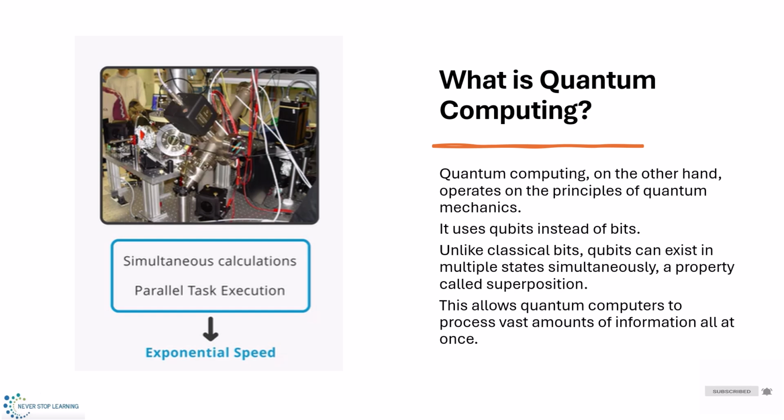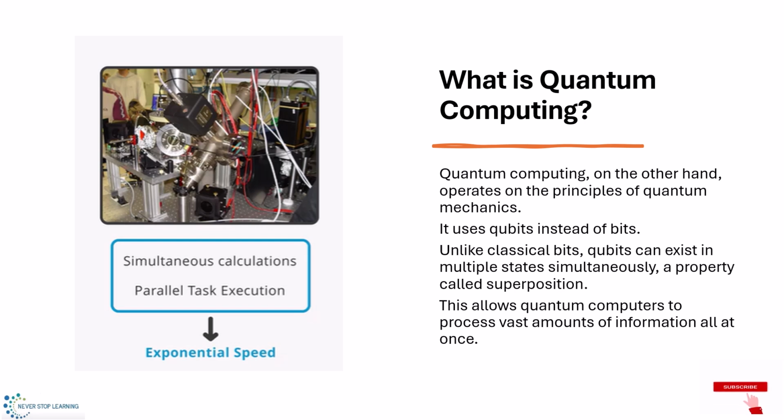In contrast, quantum computing takes a completely different approach, using the principles of quantum mechanics to process information. Instead of bits, quantum computers use quantum bits. They are also known as qubits. Unlike classical bits that can only exist in one state at a time, either a 0 or a 1, qubits can exist in a state known as superposition. This means that a qubit can represent both 0 and 1 simultaneously.